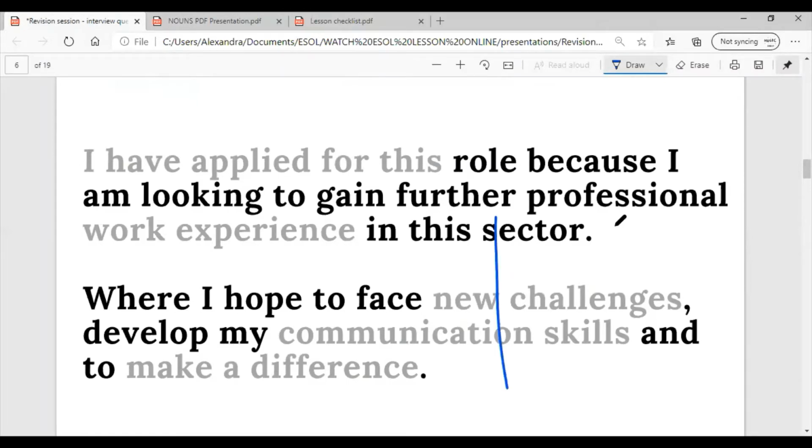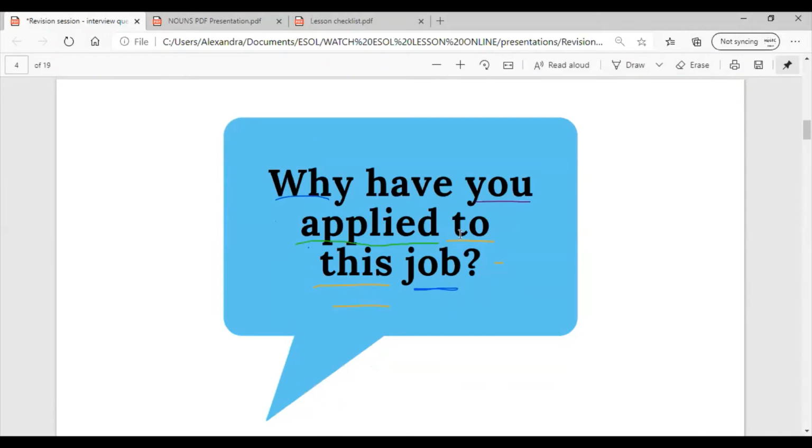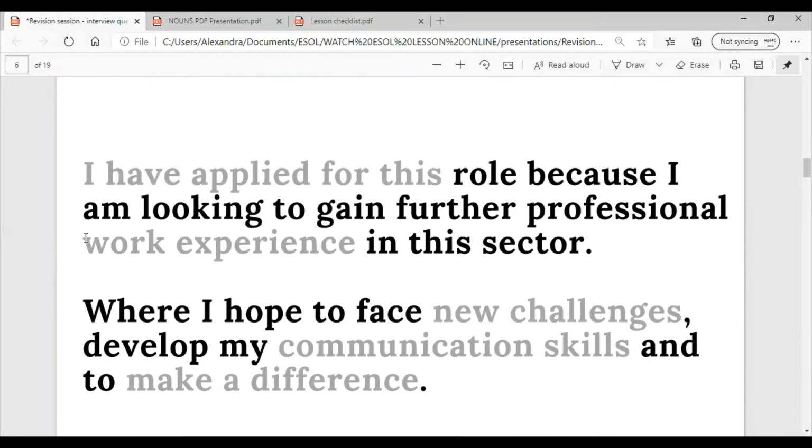So if you remember, the question was, why have you applied to this job? When you're asked a question in a job interview, to give yourself some thinking time, it can be really good to almost say the question back to the interviewer. So when they ask, why have you applied to this job? Your reply could be, I have applied for this role, or I've applied for this job because. So you're just saying the start of the question back to the person. So when we start constructing our sentence, that's a really good way to start the answer.